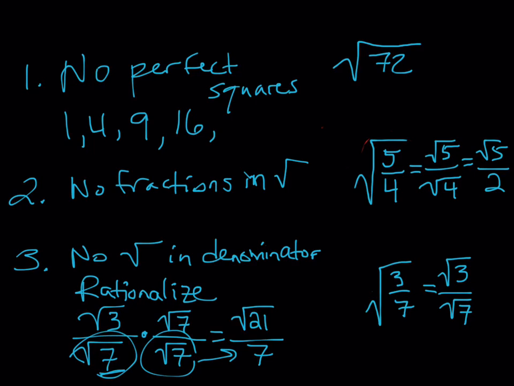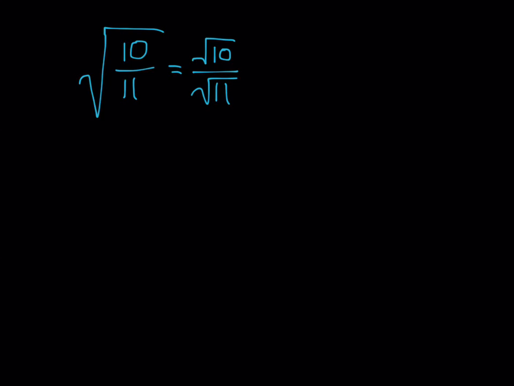Alright, let's do one more example, maybe a few. If we had the square root of, how about 10, we'll do 10 sevenths. Let's do something different than 7. How about 10 elevenths? Okay, so first thing I would do is split this into a square root in the numerator and a square root in the denominator. So that way at least I don't have a fraction inside the square root.